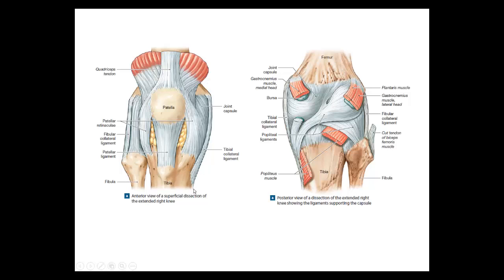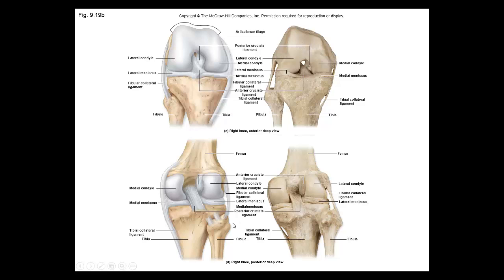Then we have your tibial collateral, or what we call the medial collateral ligament, and we have the fibular collateral, or what we call the lateral collateral ligament. Those are all extracapsular ligaments. And then we have intracapsular: the anterior and the posterior cruciate. They look like crosses, hence the name.